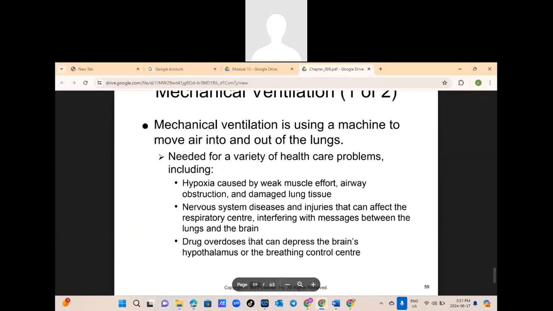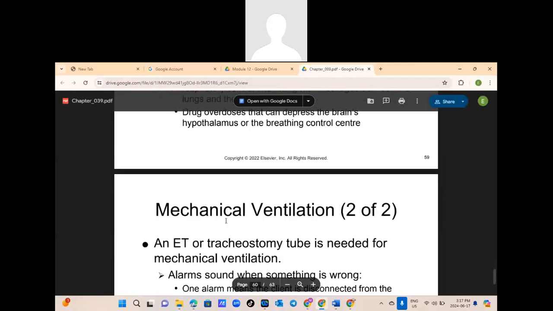Let's go to mechanical ventilation. Mechanical ventilation is using a machine to move air into and out of the lungs, needed for a variety of health care problems, including hypoxia, which is caused by weak muscle effort, airway obstruction, and damaged lung tissue. Nervous system diseases and injuries can affect the respiratory center, interfering with messages between the lungs and the brain. Also, drug overdoses can depress the brain's breathing control center.